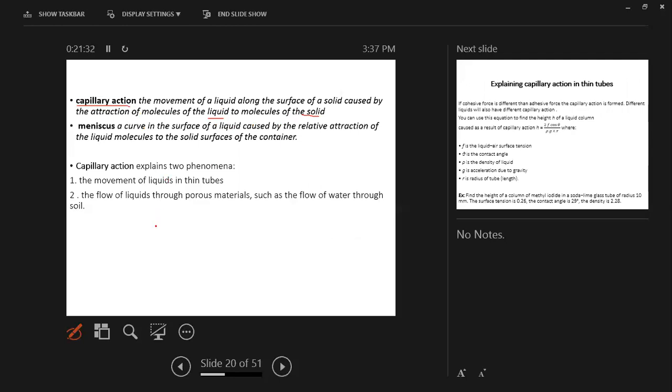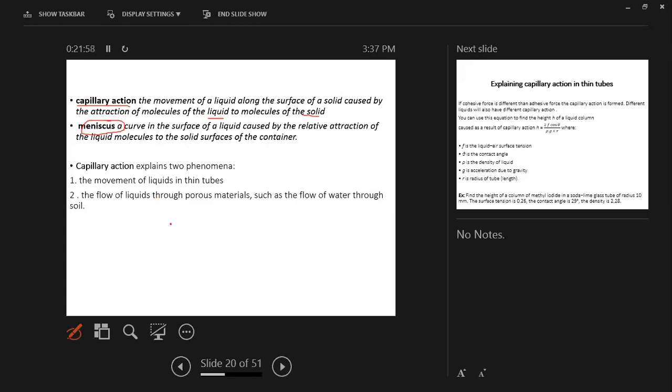What about the meniscus? A meniscus is a curve in the surface of a liquid caused by the relative attraction of the liquid molecules to the solid surface of the container. Again, there are solid and liquid molecules over here, on the surface of the container, and the relative attraction between them produces the meniscus.